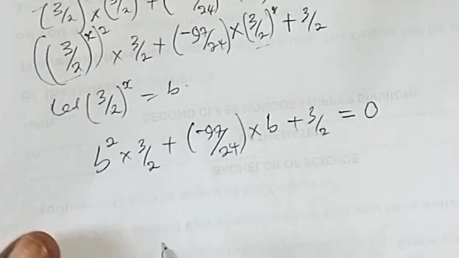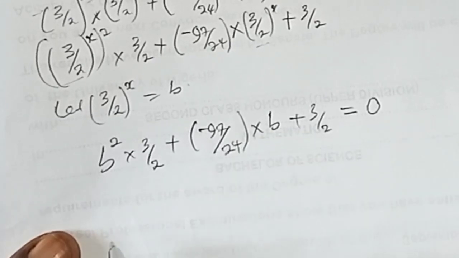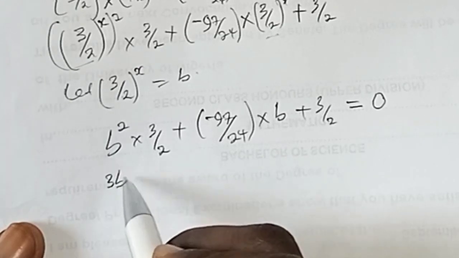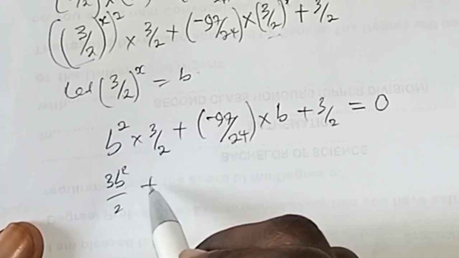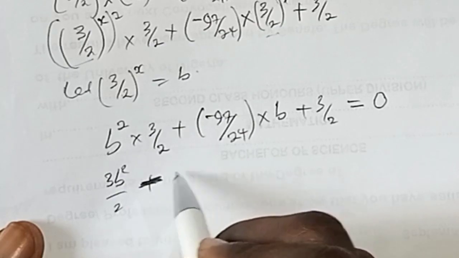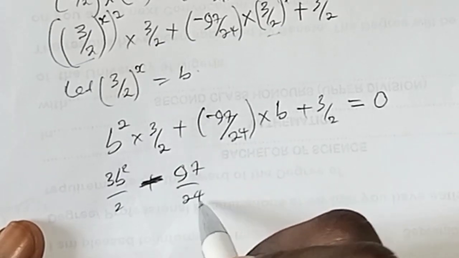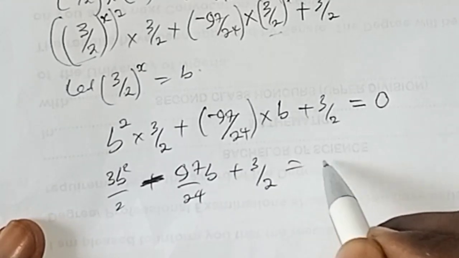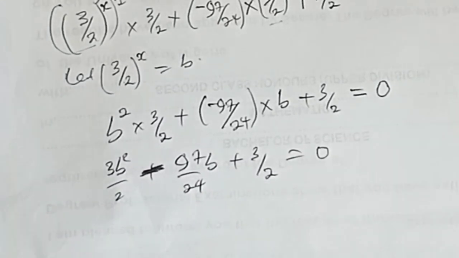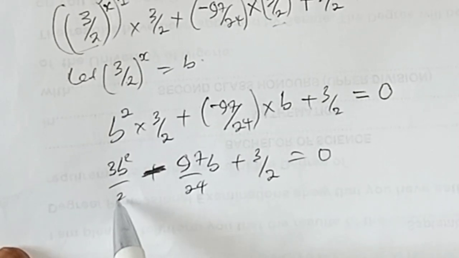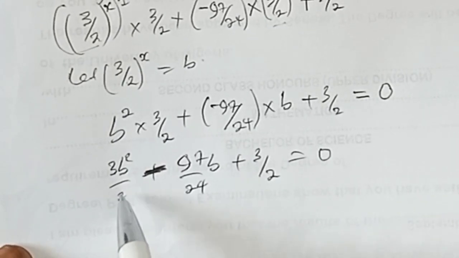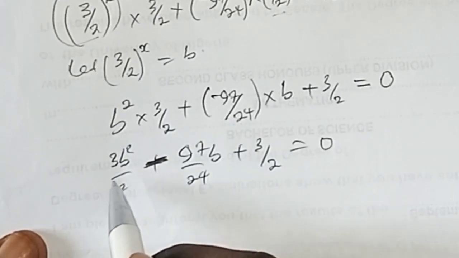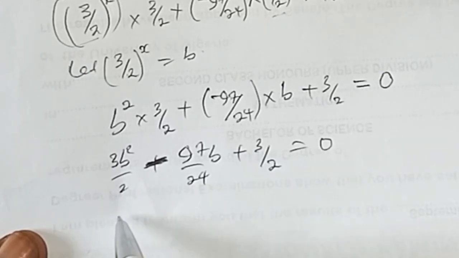So this is what I have now. I can now go ahead and multiply and open this bracket. If I do that, I'm going to have 3b squared over 2 minus 97 over 24b plus 3 over 2 is equal to 0. At this point I'm going to multiply both sides by 2 so that I will clear this fraction right here.